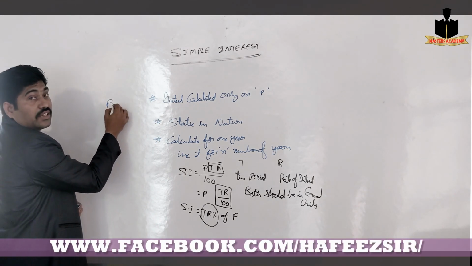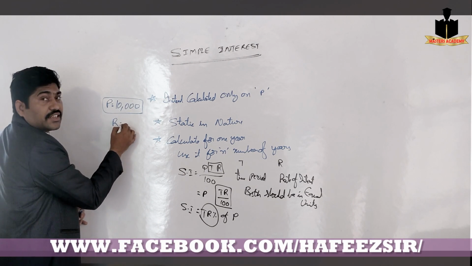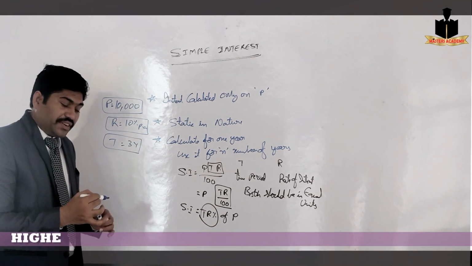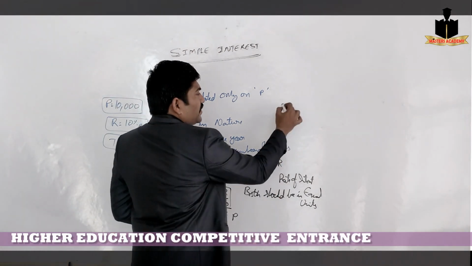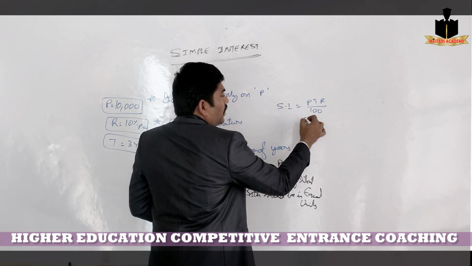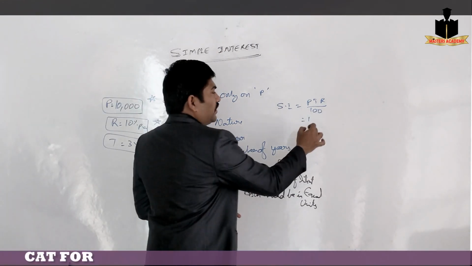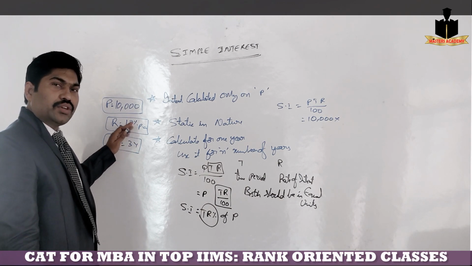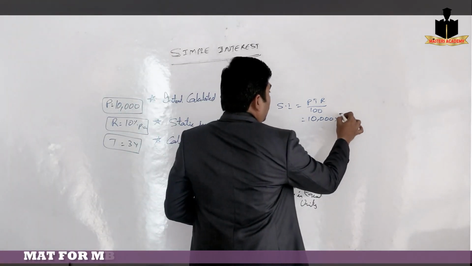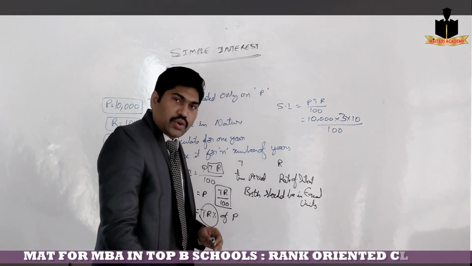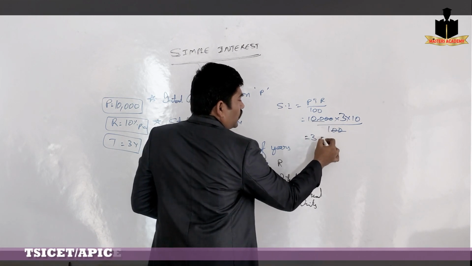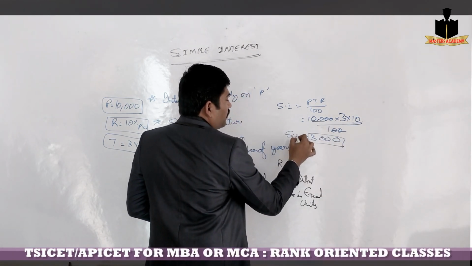Okay, let's take one example. Suppose the principal amount is 10,000 rupees, rate of interest is 10% per annum, time period is 3 years. How can we calculate simple interest? Simple interest equals PTR by 100. P is 10,000, into time period in years, and rate of interest is percent per annum. So both are in annum, so I can use the same. 3 into 10 divided by 100. The two zeros here and two zeros here get cancelled. So 3000 will be the simple interest.